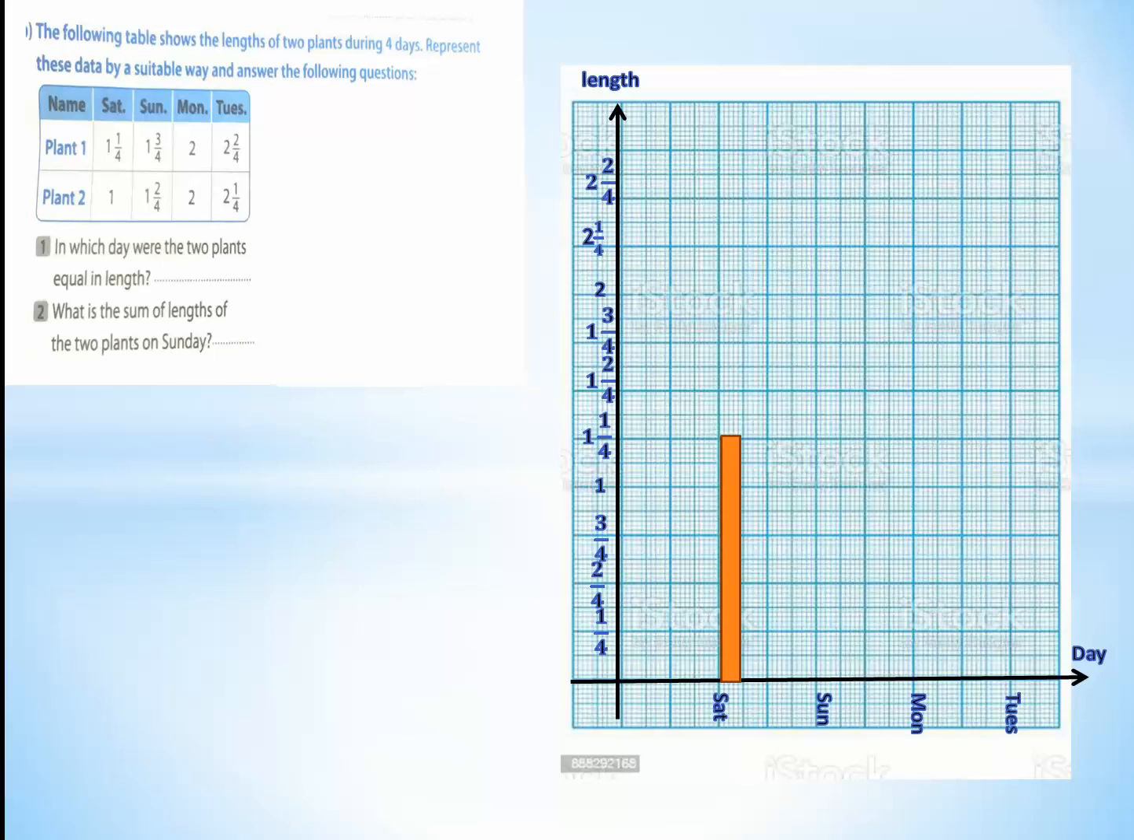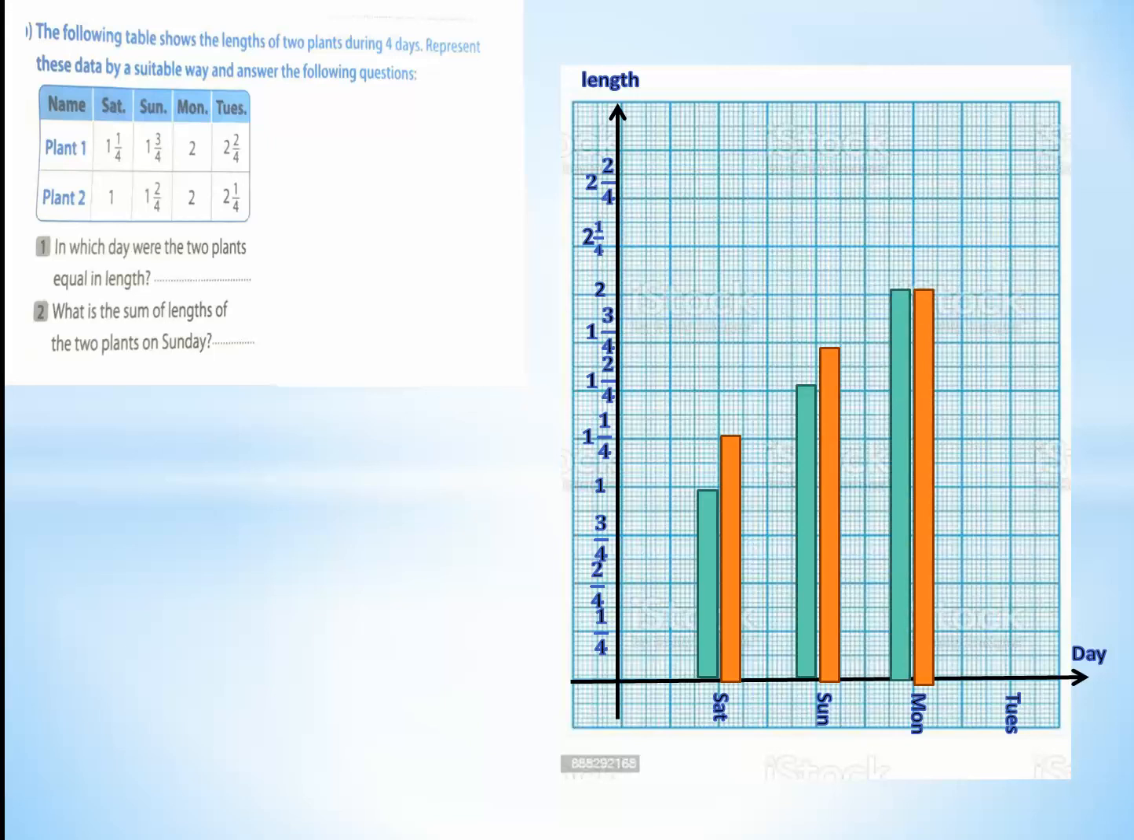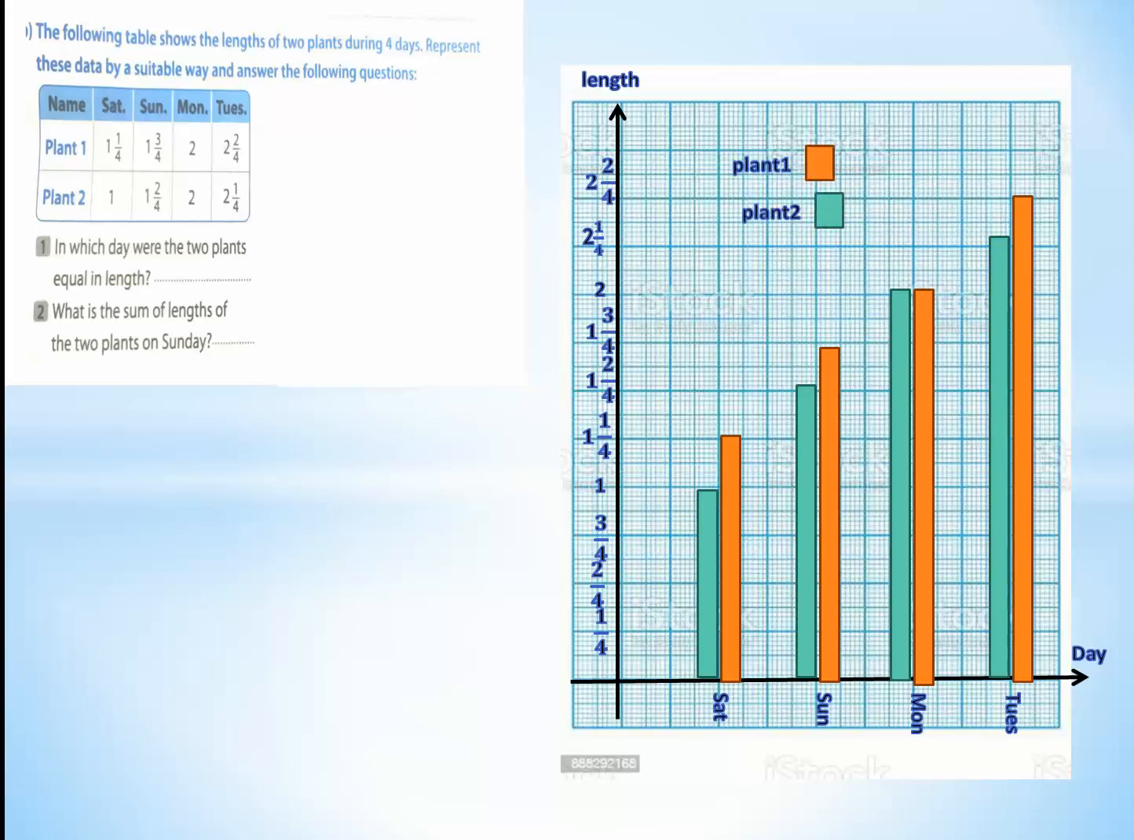Okay, let's draw the bars. First bar to the right. Saturday, plant 1 was 1.25, and plant 2 was 1. Okay, Sunday, plant 1 was 1.75, and plant 2, 1.25. Monday, both of them were 2. Tuesday, 2 2/4, and the other one 2 1/4. Okay, we must write the key. The orange one is plant 1, the green one is plant 2.